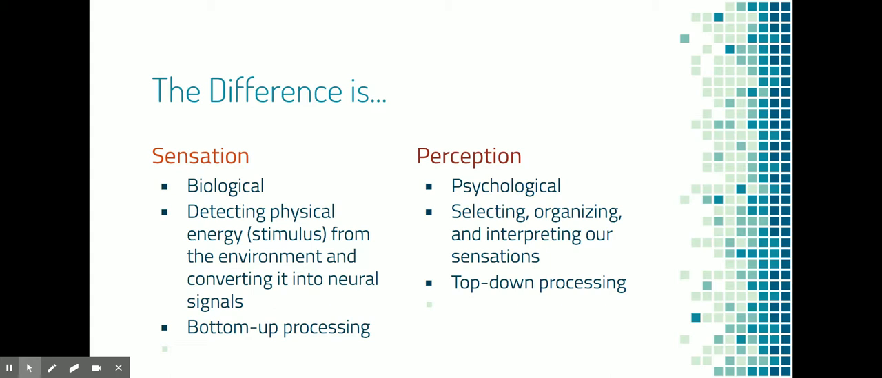So here's the main difference. Sensation is referring to the biological processes. As we go farther into this unit, when we talk about vision, for example, we're going to be talking about the anatomy of the eye and physiologically what is going on in our eyes themselves, along with our brain, that allows us to see. That is a biological process, considered part of sensation.